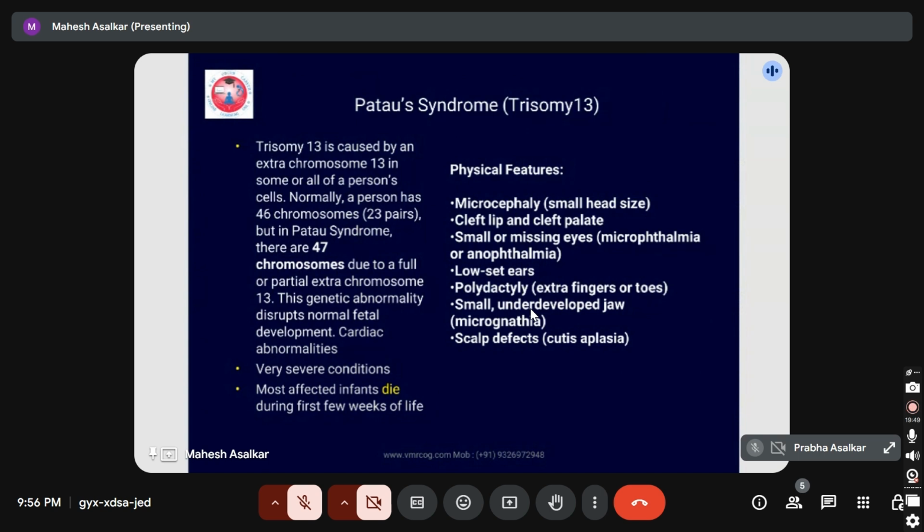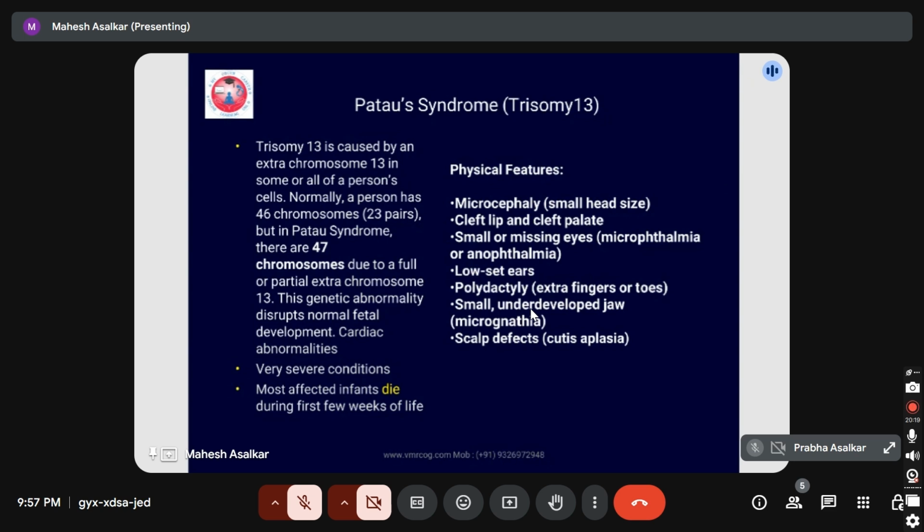So trisomy 13 is caused by an extra chromosome 13 in some or all of a person's cells. Normally, a person has 46 chromosomes, that is 23 pairs, but in Patau syndrome, there will be 47 chromosomes due to a full or partial extra chromosome 13. This genetic abnormality disturbs normal fetal development and also has cardiac abnormalities associated. It's a very severe condition. Most affected infants die during the first few weeks of life.